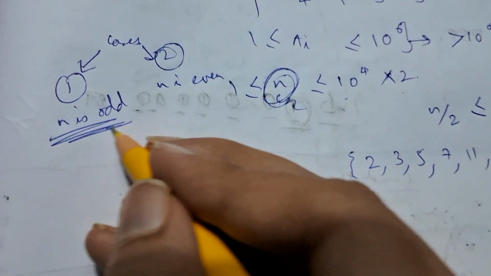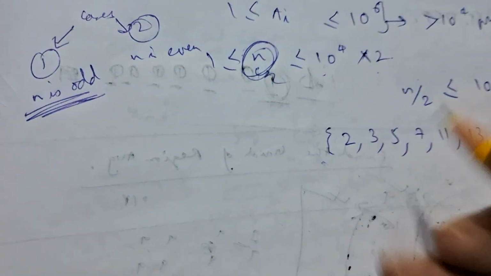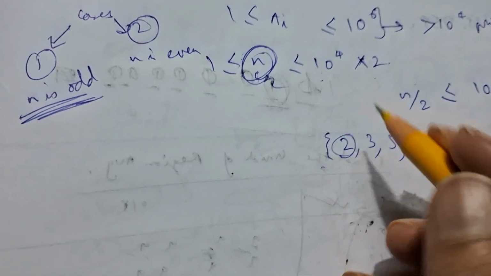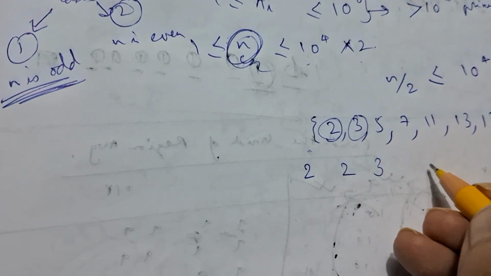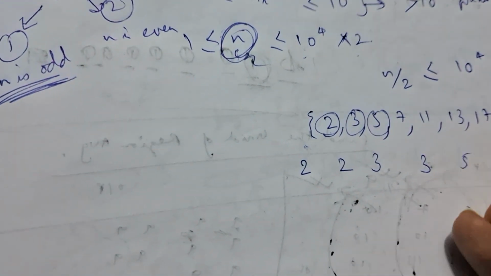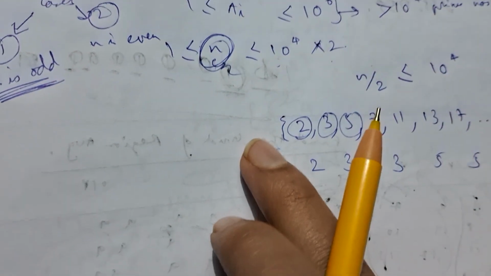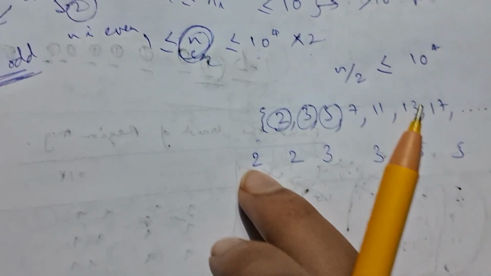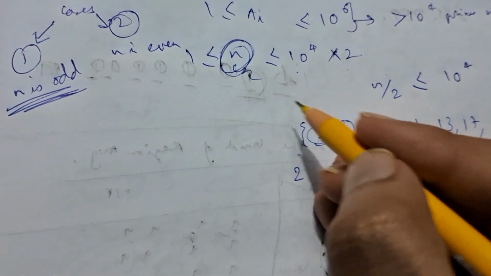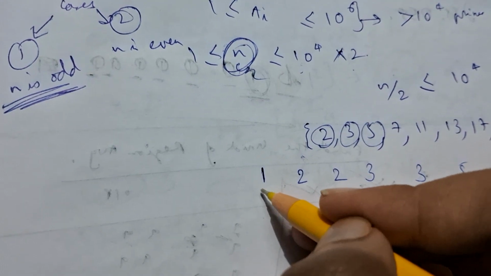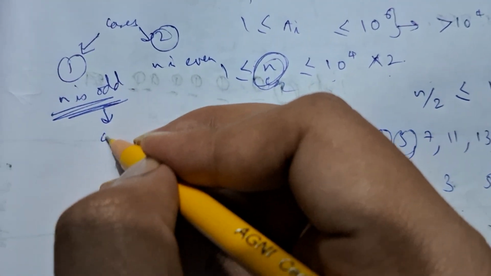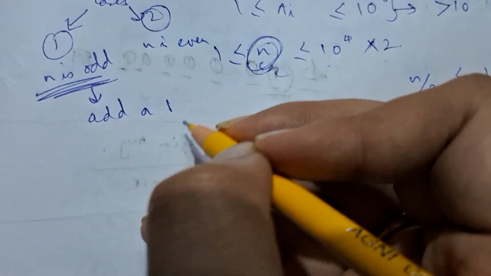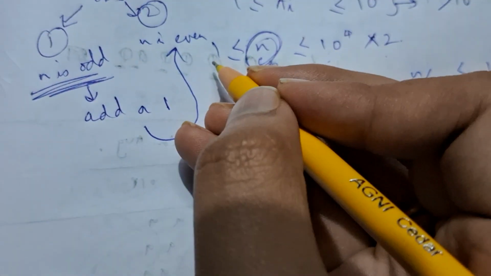So if n is odd, remember one thing, as I told you, if I want to take this 2 in the array, I have to print it twice because 2 has two divisors. If I want to take 3 in this array, I have to print it twice. 5 also twice. So basically if I am just making the array with prime numbers, the length of the array will be even. So in order to make it odd, we can add 1 to it because the number of divisors of 1 is 1 only. So if n is odd, first add a 1, and then go for the n is even case.